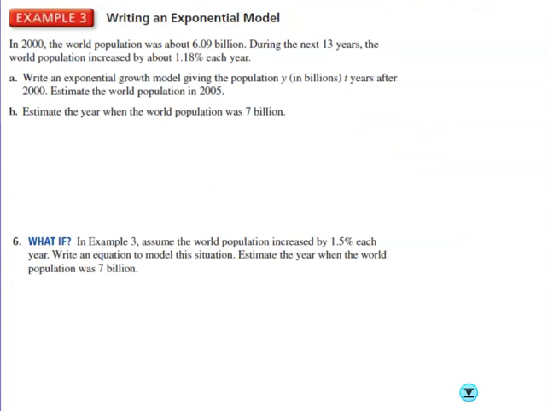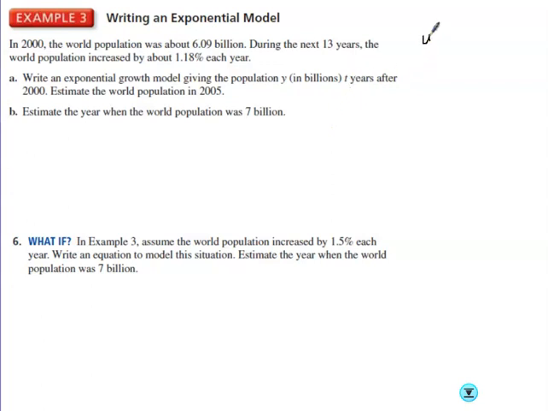To write an exponential model, we're just going to do the same thing in reverse. In 2000, the world population was about 6.09 billion. During the next 13 years, the population increased by about 1.18% each year. Write an exponential growth model giving the population in billions t years after 2000.